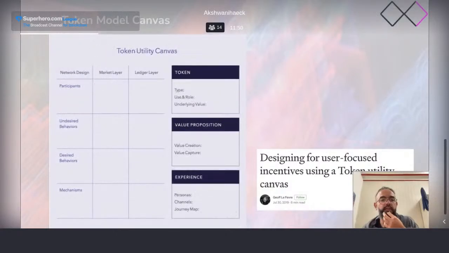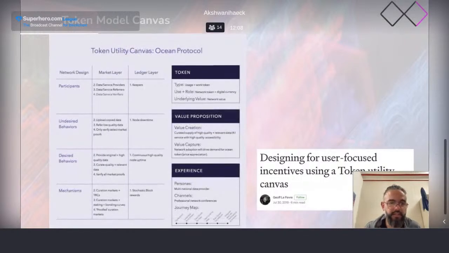And token model canvas. So yes, this is just a model from this guy, which is called Just Lafru. It is one model out of a lot, in which you have 4 different dimensions that you will start to populate with what you want to achieve from each one of those. Ledger layer means what you need from your infrastructure. Okay, this is technical stuff.